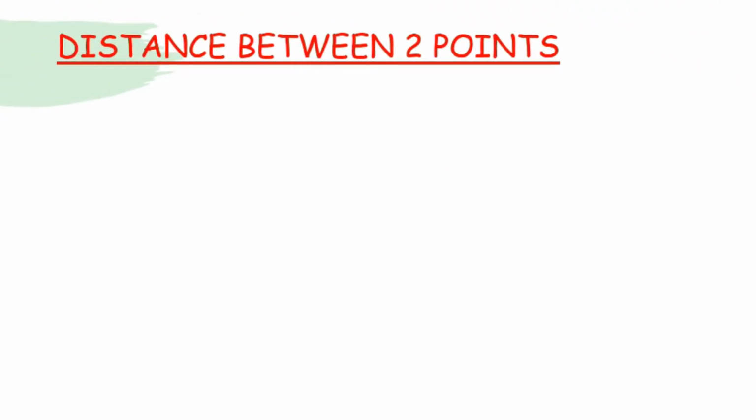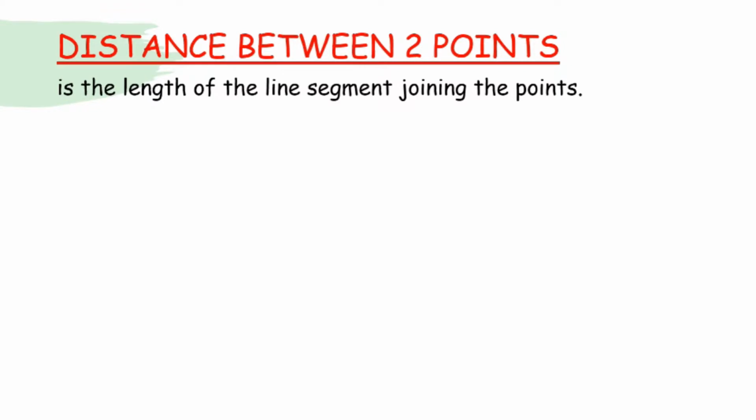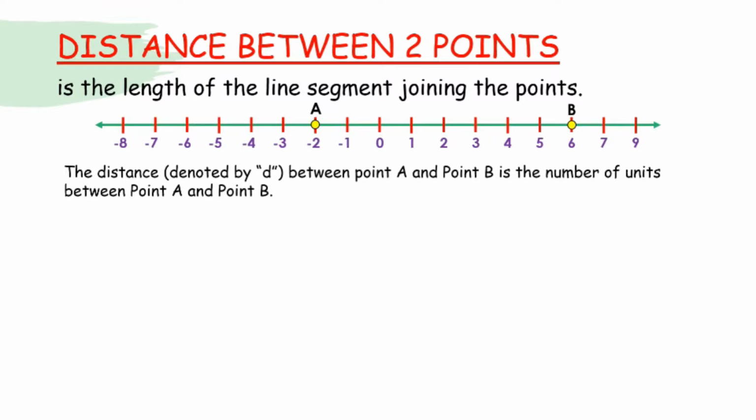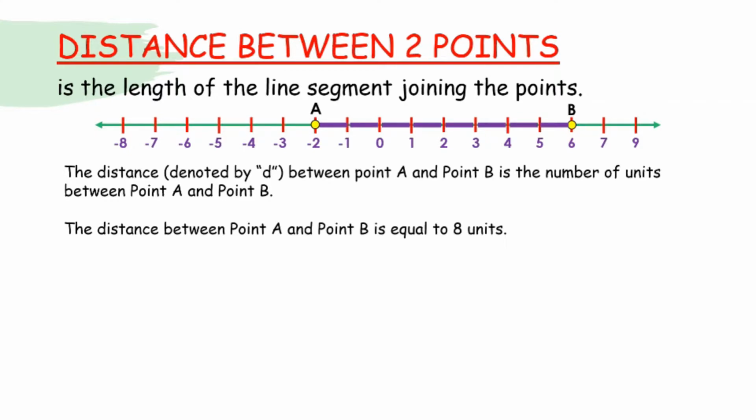The distance between 2 points is the length of the line segment joining the points. So let's say we have a number line, and on our number line we have point A and point B. So the distance, which is denoted by D, between point A and point B is the number of units between point A and point B. So therefore, we will have 1, 2, 3, 4, 5, 6, 7, 8. So the distance between point A and point B is equal to 8 units.